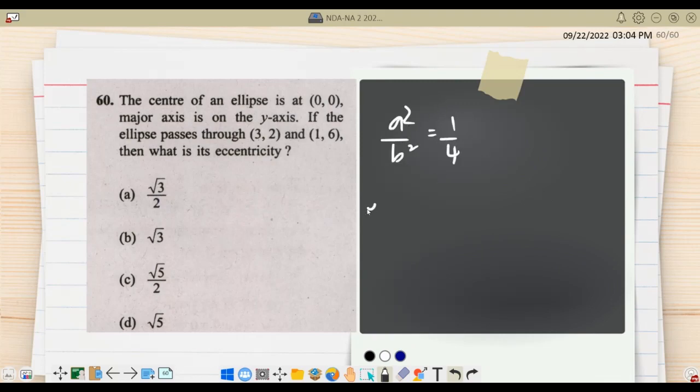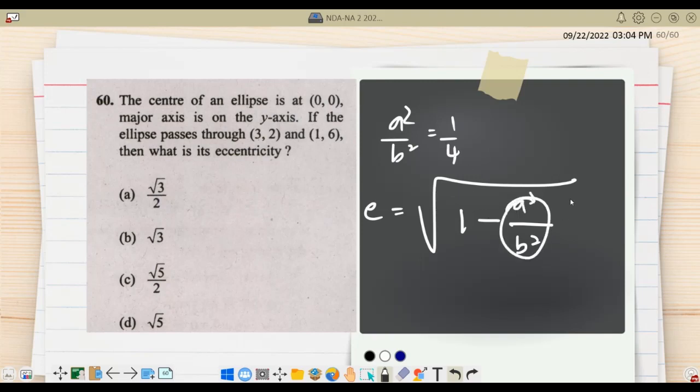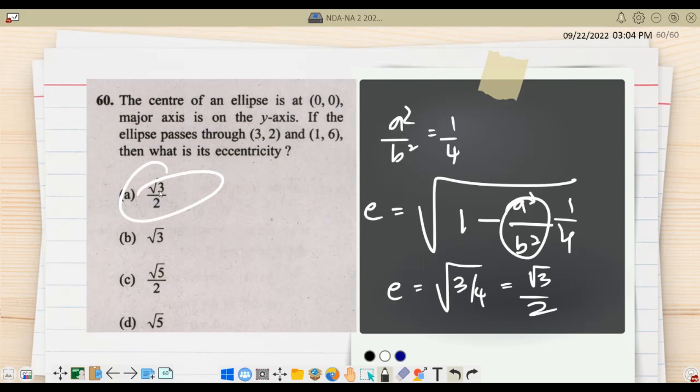The formula of eccentricity is root of 1 minus the ratio of the square of the minor axis to the square of the major axis. The major axis is on the y-axis, so b is the major axis, obviously that should be the denominator, and a should be the numerator. So we have the value 1 by 4, so e equals root of 3 by 4, that is root 3 by 2. Option A is our answer.